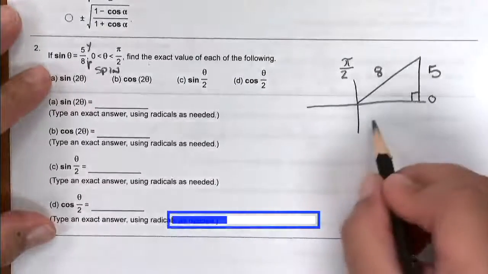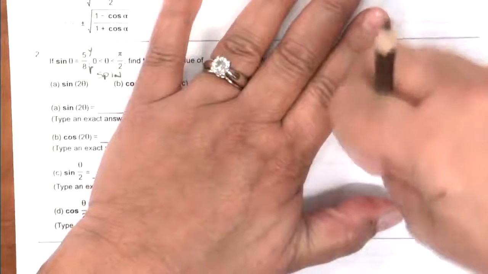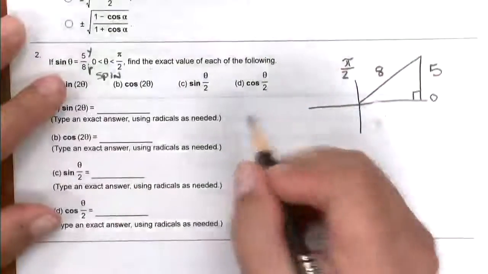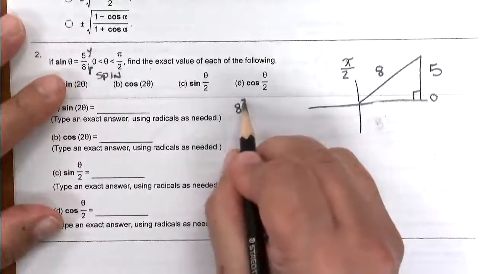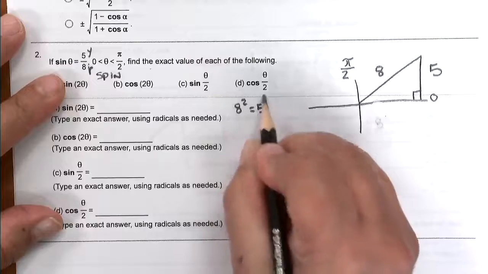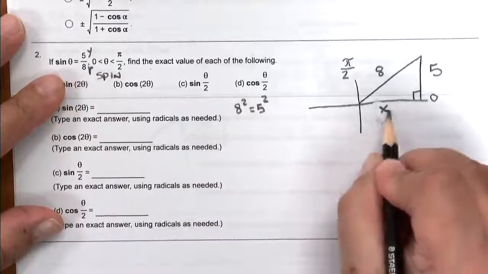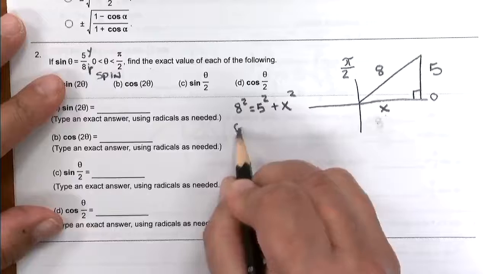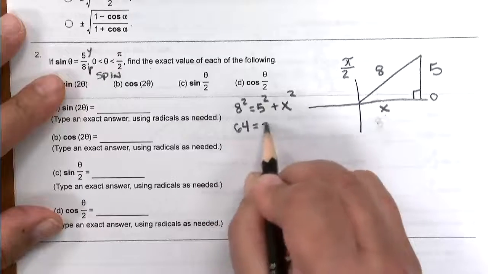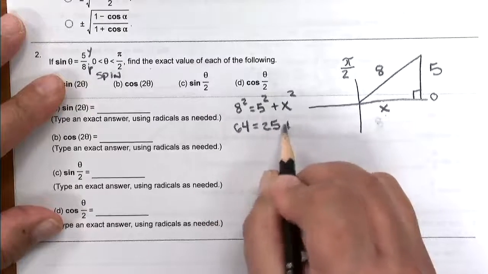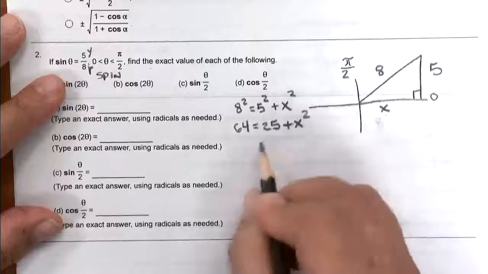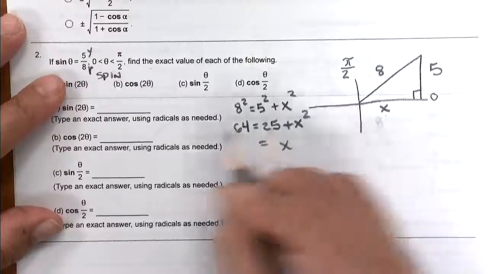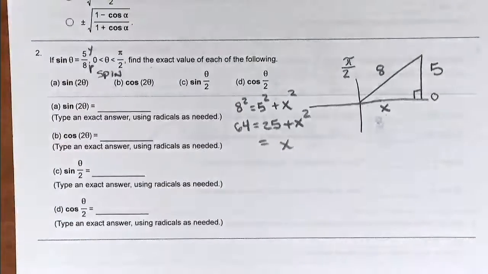Let me make this smaller. All right, so Pythagorean theorem. It's going to be hypotenuse squared. Let me move this down a little bit. Hypotenuse squared is equal to legs squared. This is the one that's unknown, the x, plus x squared. So this will be 64, this will be 25, this will be the x squared. Okay, bring the 25 to the other side.